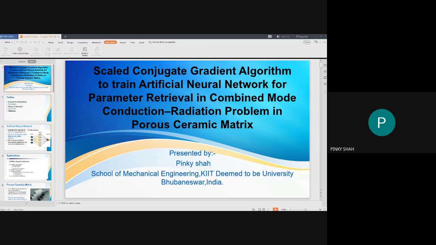So these are my outlines, starting with the introduction. Moving toward the artificial neural network, it is inspired by the neurons of the brain in living organisms. It consists of interconnected simple units called neurons. Each neuron performs very simple operations like sums and multiplications. This is the diagram of an artificial neural network. The applications are pattern recognition, pattern completion, auto association, and time series completion. Moving to the next slide, the porous ceramic matrix.